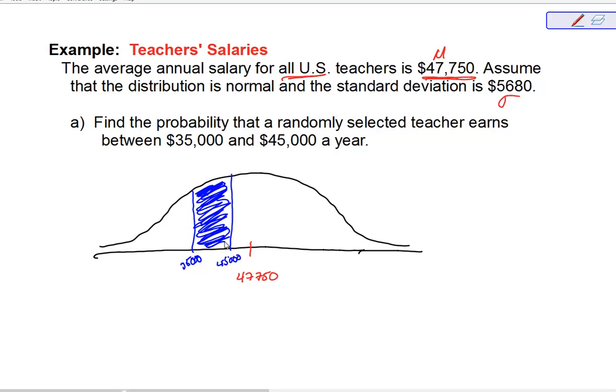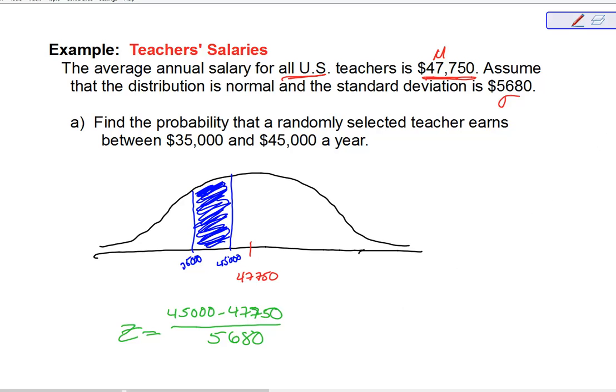Now, in order to find this, we need to change both of these numbers into z-scores. These right now currently are x values. So what we're going to do is change them both into a z value. In order to do that, we're going to start out and change 45,000 minus 47,750, divide it by your standard deviation, which is $5,680.